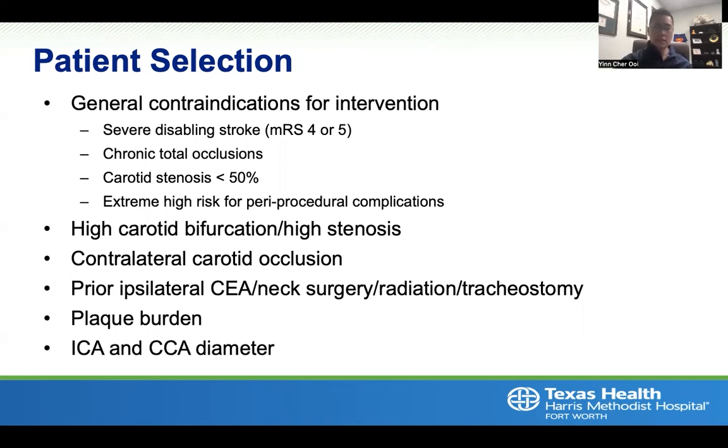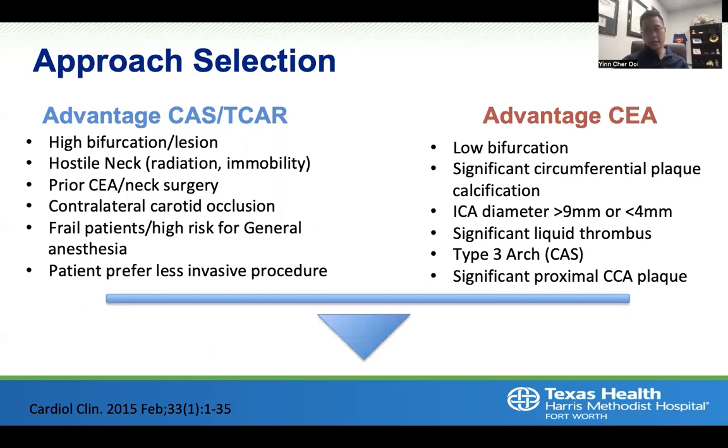There are important factors to take into consideration when deciding one technique versus the other, such as the level of the bifurcation and stenosis, the presence of contralateral occlusion, prior surgery, plaque burden, as well as the vessel size. If there's one slide to take home from today's discussion, it would be this slide right here. In general, if you have a carotid lesion that is very high, above C2, or a high bifurcation, a hostile neck, maybe prior radiation, a patient who is immobile and unable to rotate their neck to the contralateral side, prior CEA or neck surgery, a contralateral carotid occlusion, or a really frail patient who's not going to tolerate 2 to 3 hours of general anesthesia, then generally a transfemoral CAS or a TCAR should be considered.